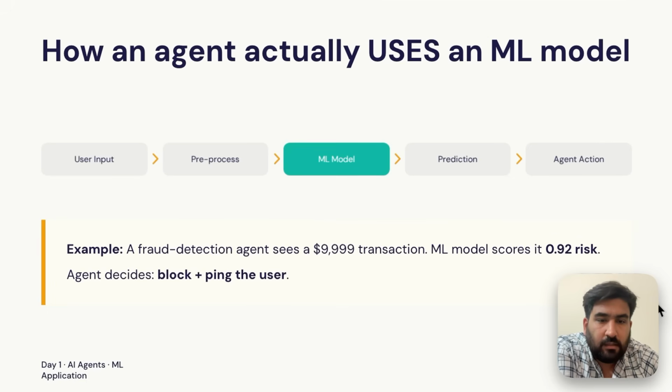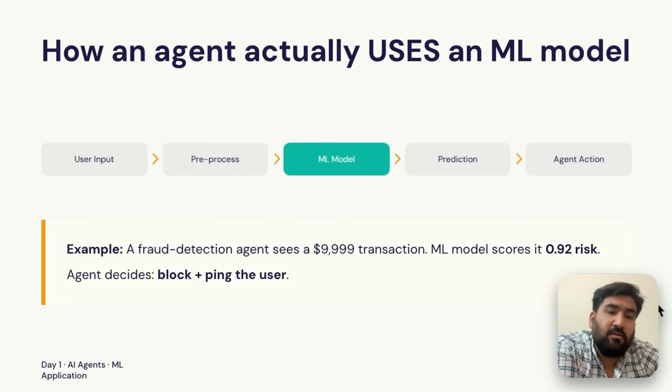Now let me show you how an agent actually uses an ML model when it is running in production. Look at the pipeline on the slide. User input on the left. Let us say a credit card transaction comes in. Amount is 9,999 rupees. Merchant is unfamiliar. Location is a country that the user has never shopped in. The agent preprocesses, it extracts features: the transaction amount, the merchant category, time of the day, distance from the user's home location, frequency of past transactions at this merchant.